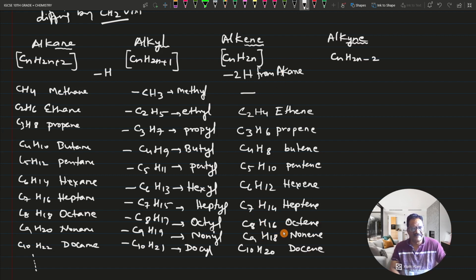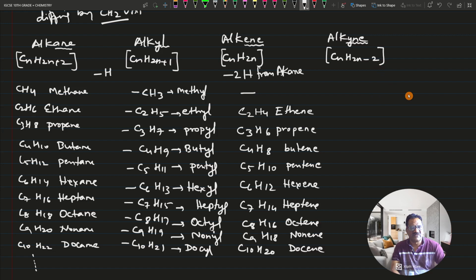Is that clear? So I have discussed the homologous series of alkane, alkyl, alkene. The connection I have given: from alkane, if you remove 1 hydrogen, you get the corresponding alkyl. From alkane, if you remove 2 hydrogen, you get the corresponding alkene. And now coming to alkyne. Alkyne family: the general formula is CnH2n minus 2, isn't it?